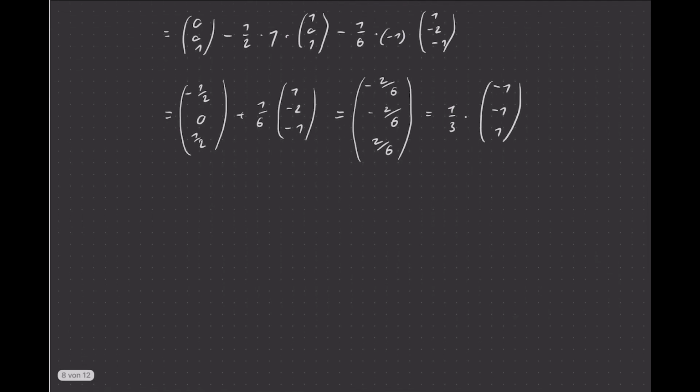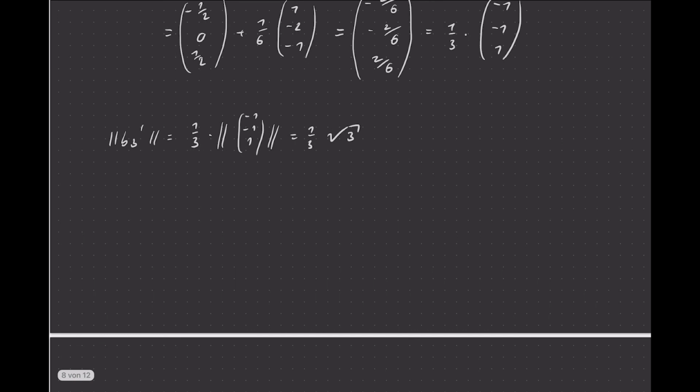And now we have to normalize that. So let's compute the norm of b3 prime. The norm of b3 prime is, well, the norm of 1/3 times the norm of (-1, -1, 1). So we can just take that constant factor 1 over 3 out of the norm. So there's 1/3 times the square root of 3. And that means b3 will be 1 over the square root of 3 times (-1, -1, 1).